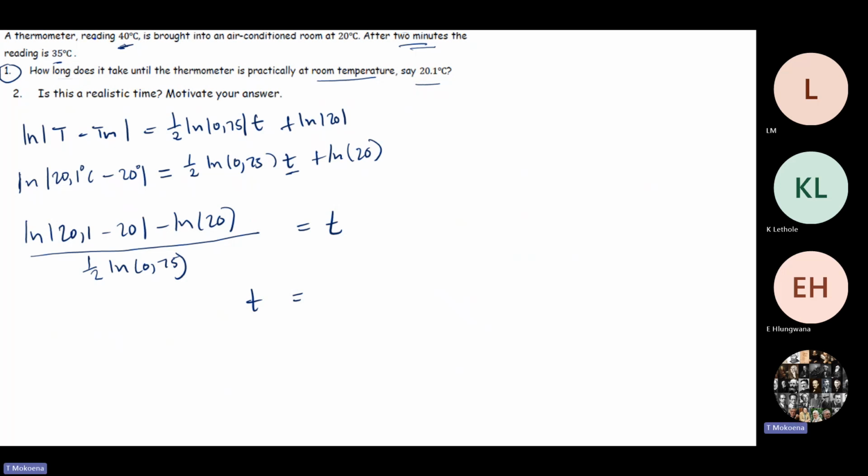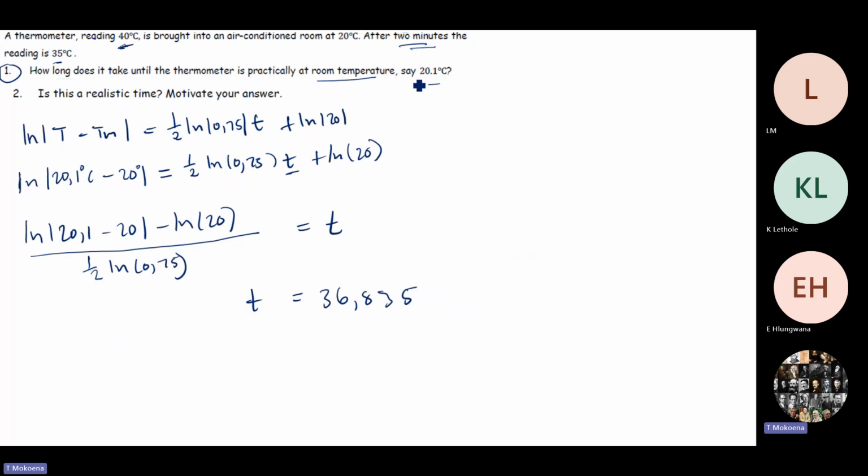Oh, I forgot minus ln 20 there. Let me go and fix it. Minus ln 20. So it doesn't make sense. And then now on my calculator, what I get is 36.8345 something. So I get 36.83, just say 5. I'll just say 5. This is what I get.